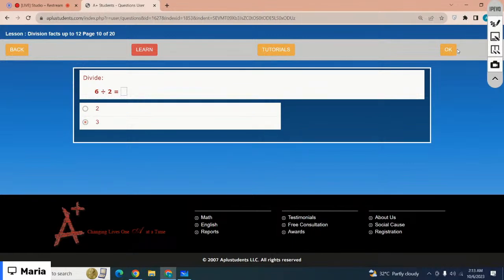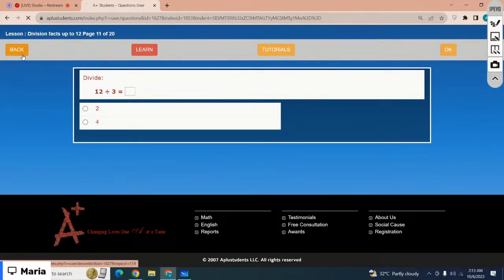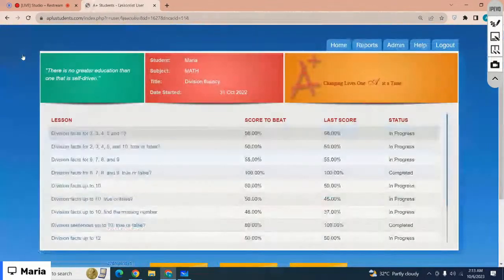Okay, you can complete the lesson by yourself later today. Let's just move on to next lesson. The next lesson is division facts up to 12. Find the missing number, I think. Let me see. Oh no, that is division facts up to 10, true or false, right?